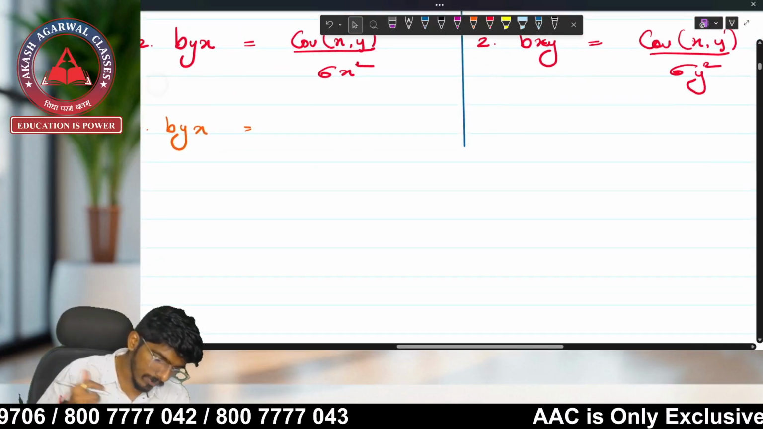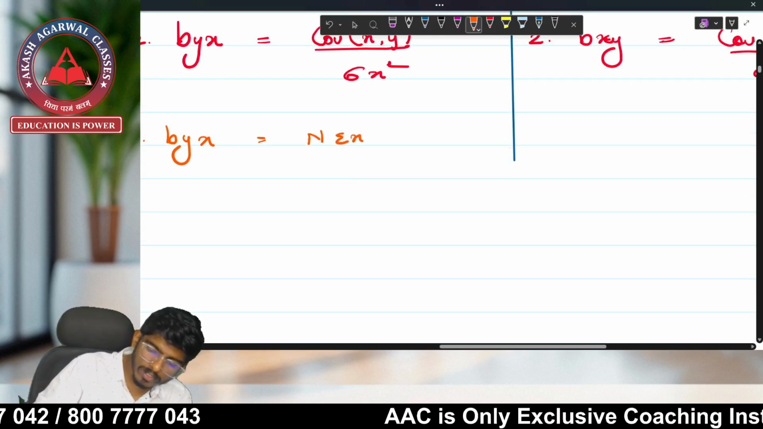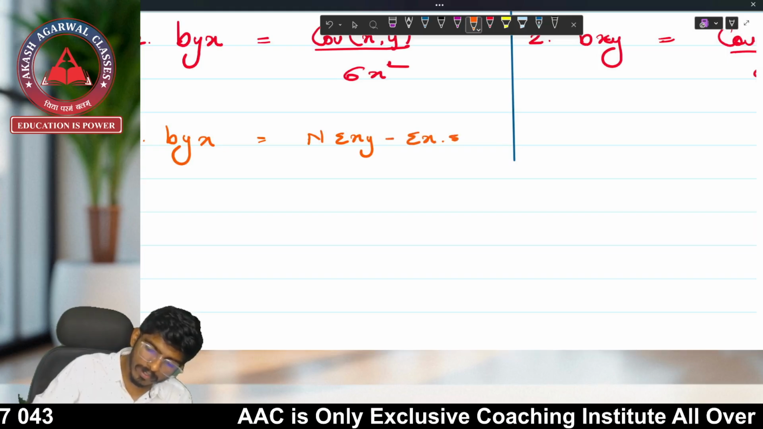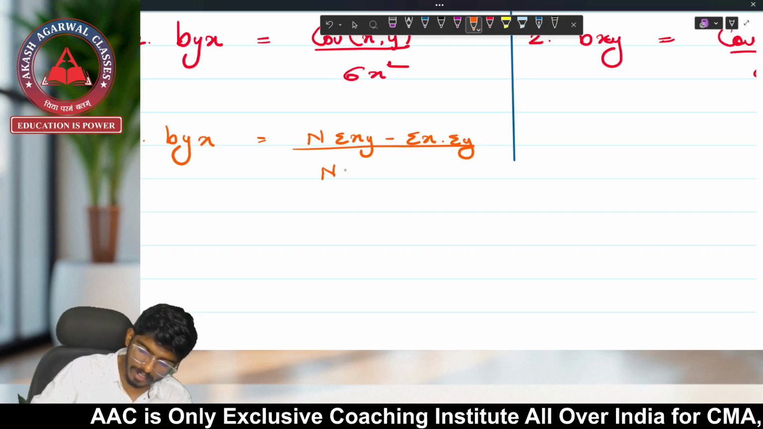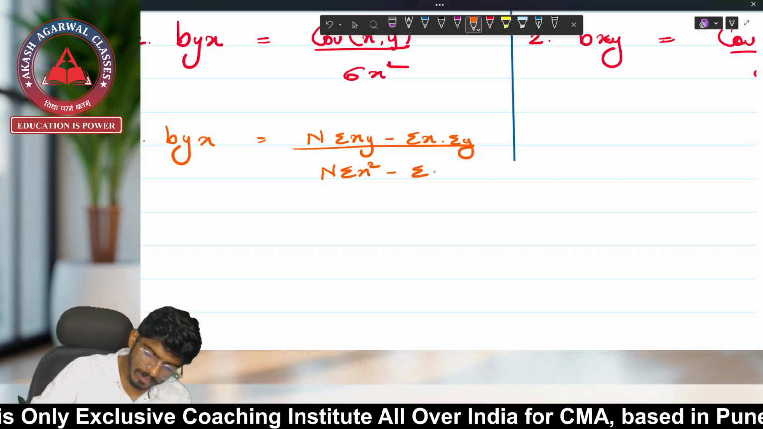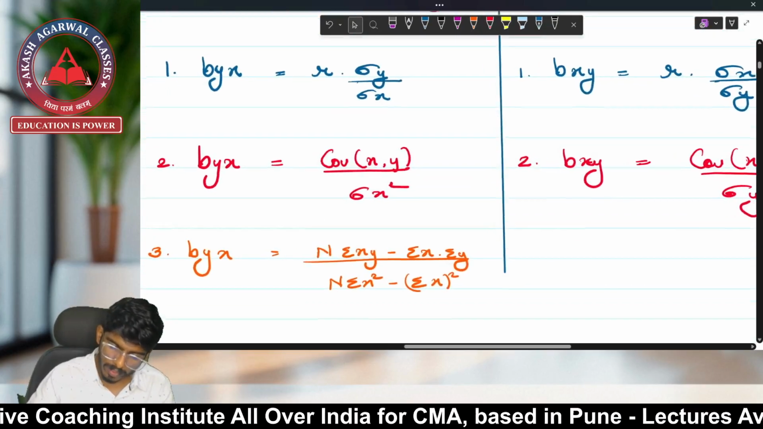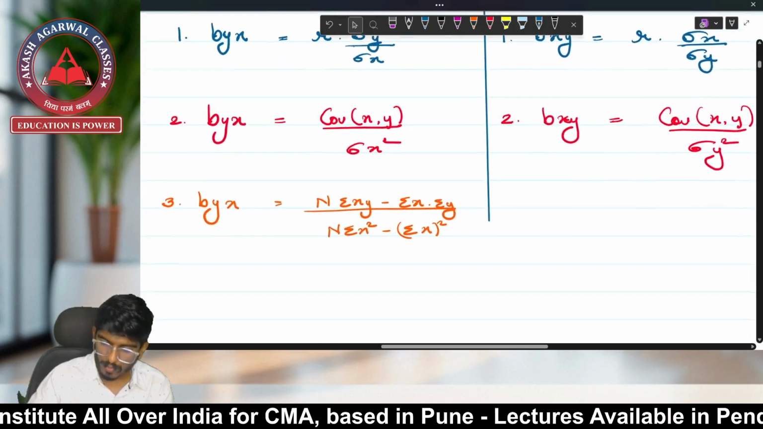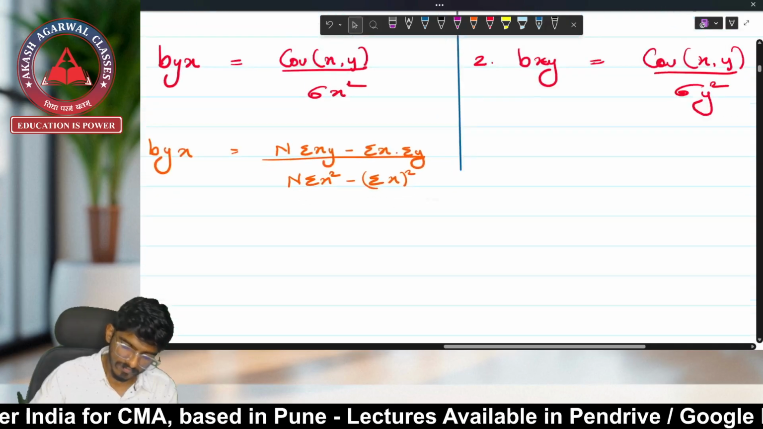So we are going to write b by x first. B by x is, your formula was what? N into summation of xy, right? Minus summation of x into summation of y upon n into summation of x square minus summation of x the whole square. So if you see, this formula is very similar to what we do to find covariance. If you remember, it is very similar.